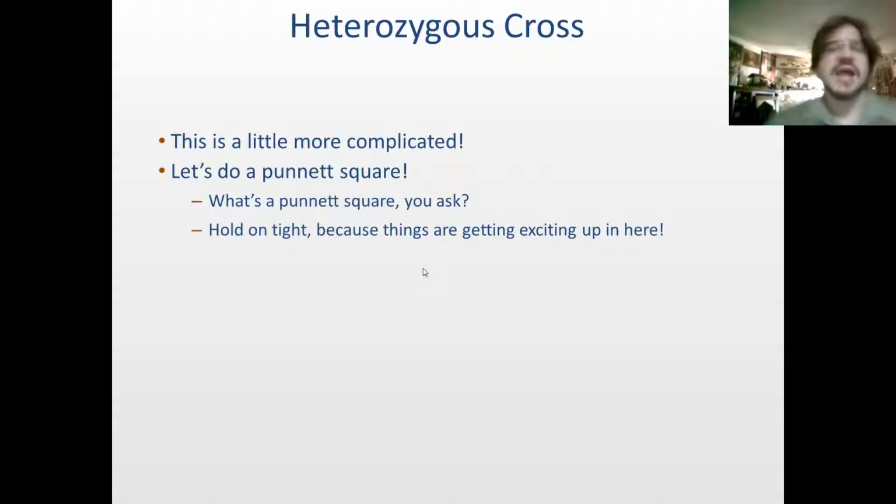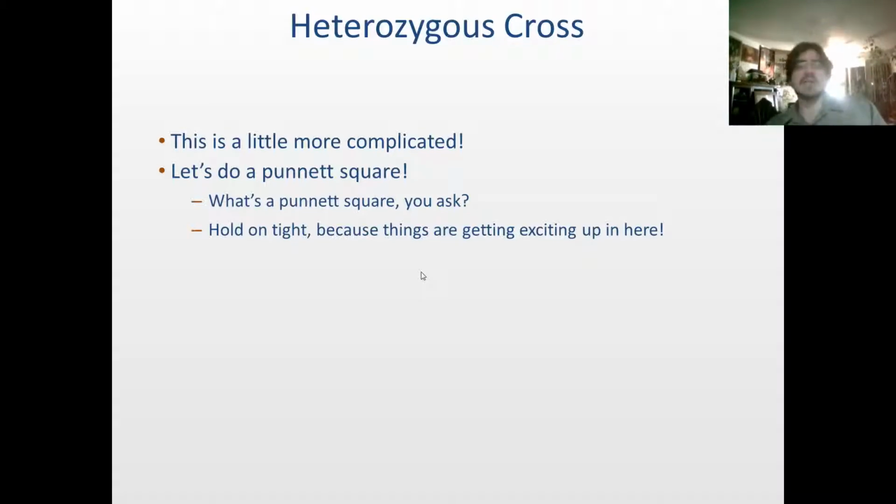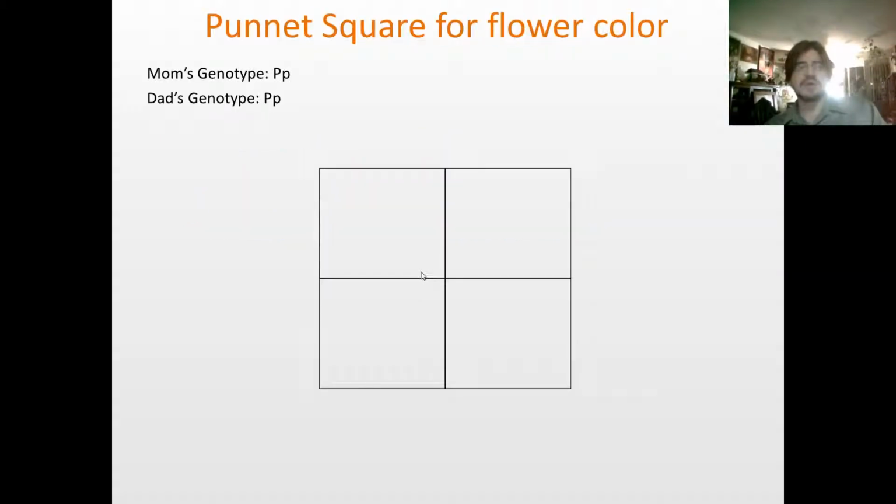So now the heterozygous cross is a little more complicated, because in this case, our heterozygote could donate randomly to their gamete either a dominant allele or a recessive allele. And in order to determine the possibilities we can get from crossing two heterozygotes, we need to do a Punnett Square. So what is a Punnett Square? Well, this is awesome! Time to get excited, because Punnett Squares are cool.